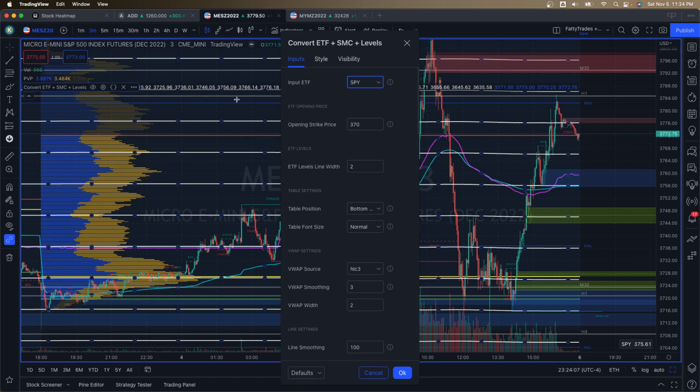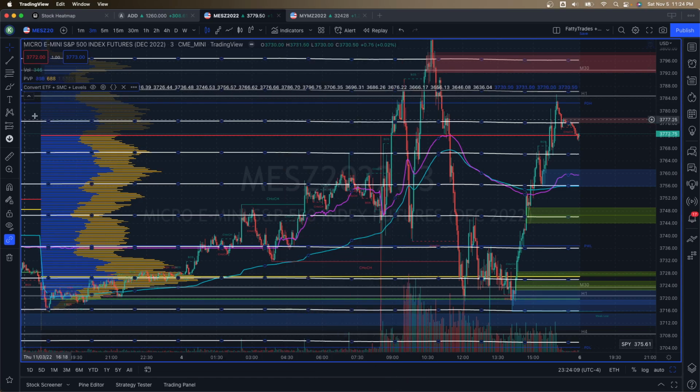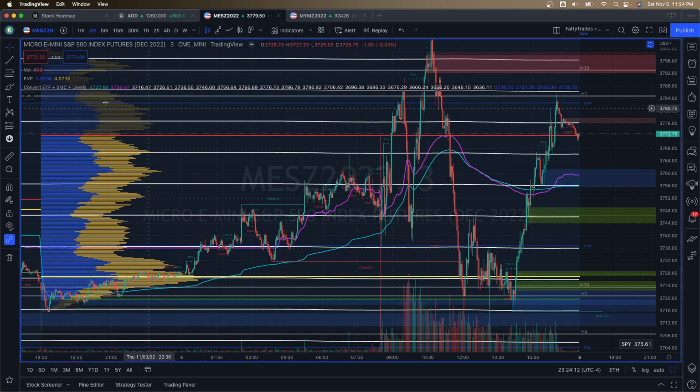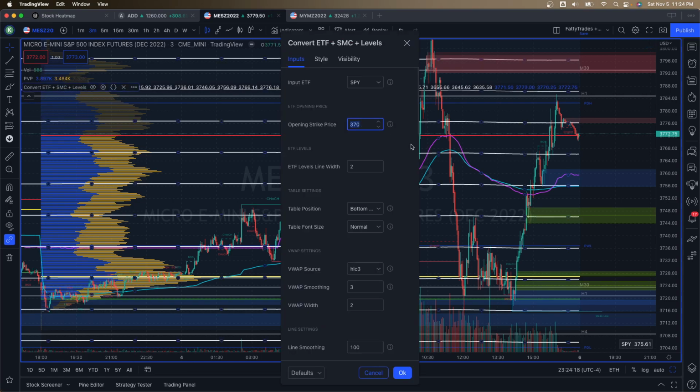So I'm going to leave it set to SPY, and SPY actually closed at 375 this past Friday, so I'm going to set that as my opening strike price. The reality is all this is doing is these white lines you see on the chart are taking the SPY's price and looking at the current ES price on the chart, getting the difference of the two by dividing ES by SPY, and then multiplying that difference by the opening strike price you select here, as well as 8 levels above and 8 levels below to determine these levels on the chart.